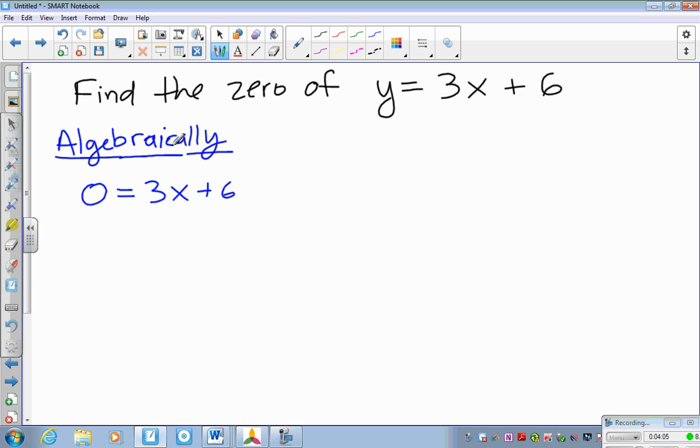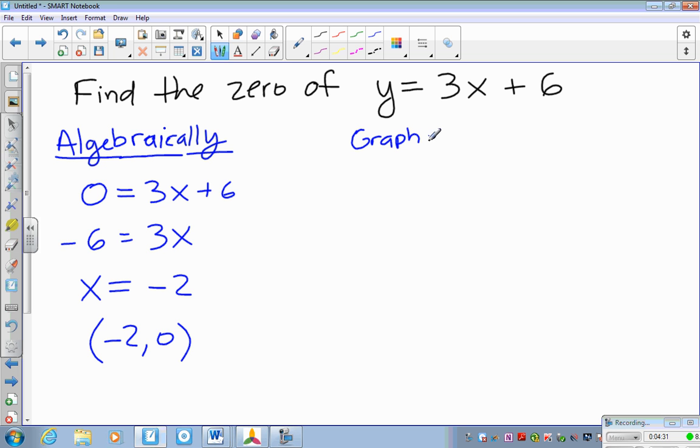Subtract 6 from both sides, we get negative 6 equals 3x. And then we get x equals negative 6 divided by 3. Negative 6 divided by positive 3 is negative 2. So again, this is a point, negative 2 comma 0. This is the solution, root, x-intercept. Which one did I leave out? Zero.